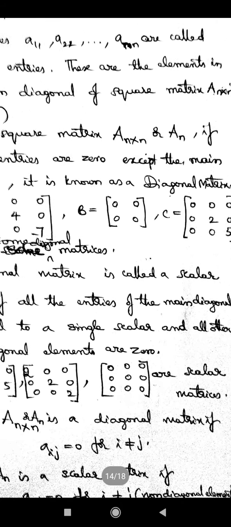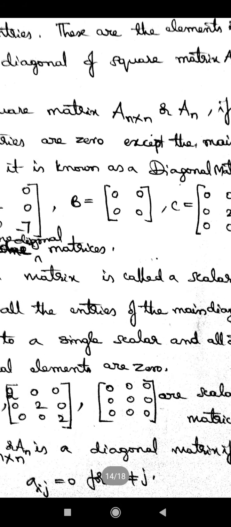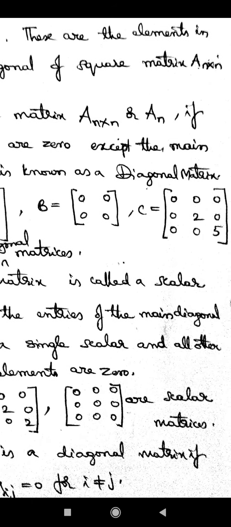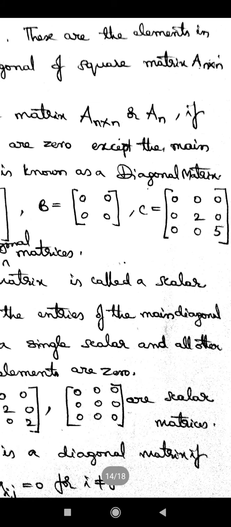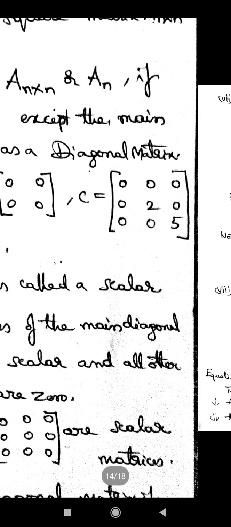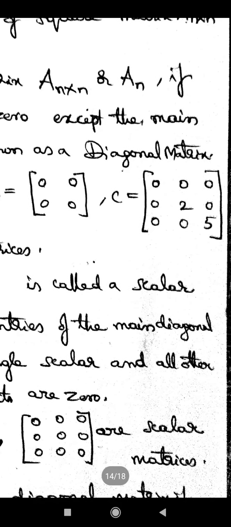In example B, I have taken all the elements as zeros. Even then, we can say that it is a diagonal matrix because the non-main diagonal elements are zeros. And in example C, we can see the first element is 0. Even then, as all other elements except the main diagonal are zeros, it can be treated as a diagonal matrix.